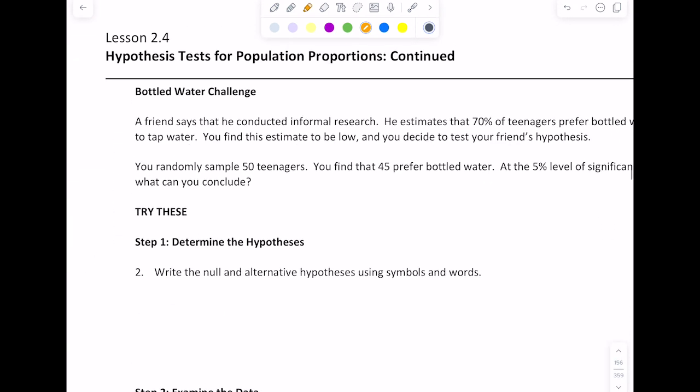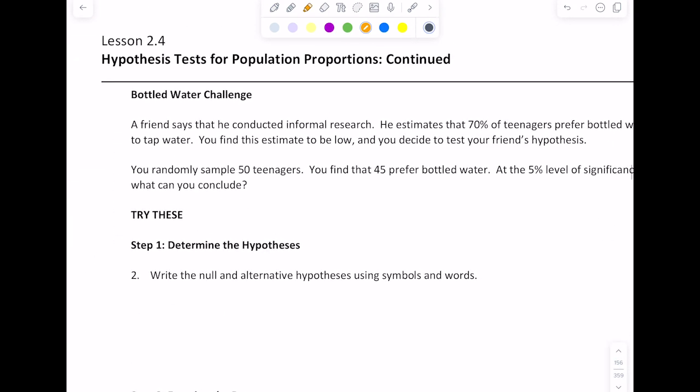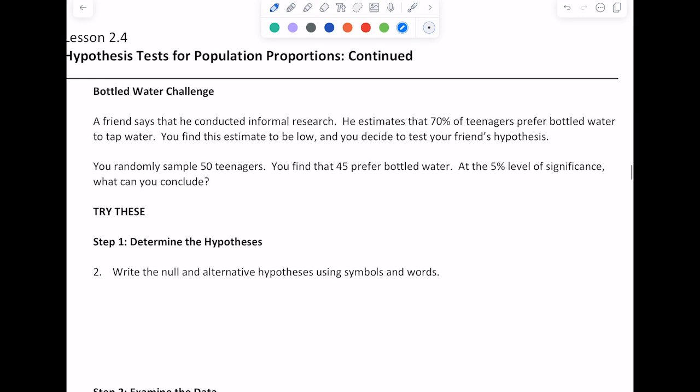Let's take a look at the example here. This is called the bottled water challenge. A friend says that he conducted informal research and he estimates that 70% of teenagers preferred bottled water to tap water. You find this estimate to be low and you decide to test your friend's hypothesis. So you randomly select or sample 50 teenagers. You find that 45 prefer bottled water. At the 5% level of significance, what can you conclude?